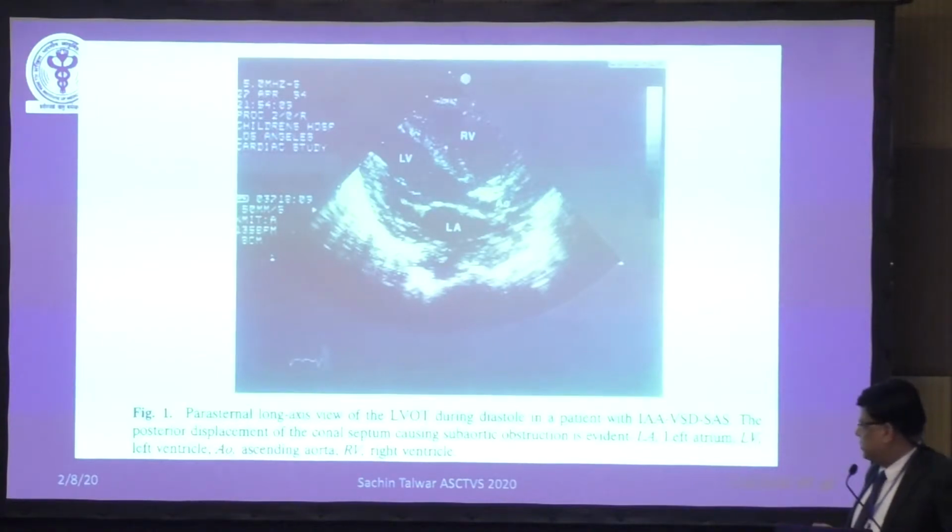And this is the echocardiography, the parasternal long axis view, and it shows again the posterior displacement of the conal septum, and this is the level of the obstruction. The subaortic obstruction is very prominent in these patients.